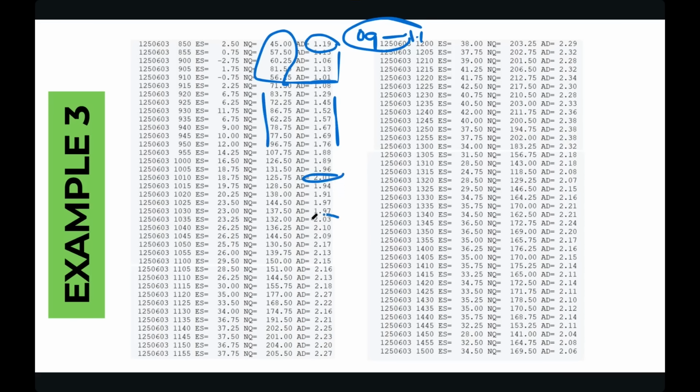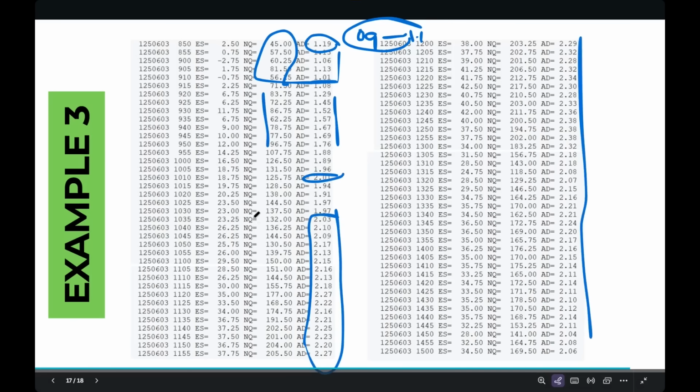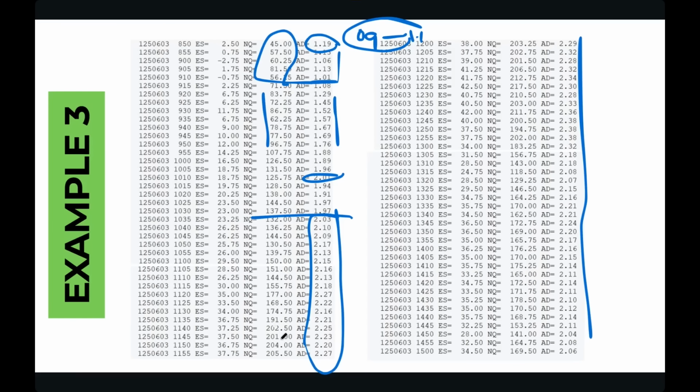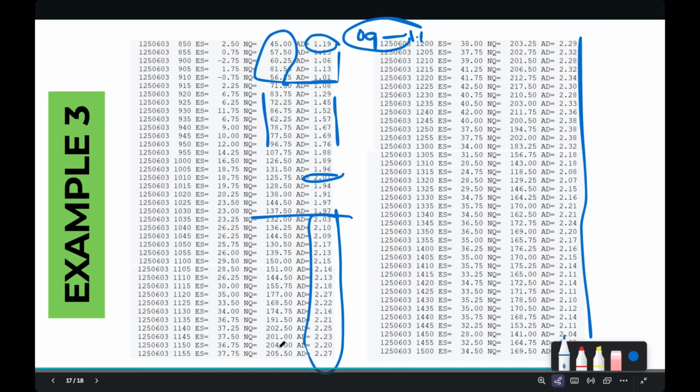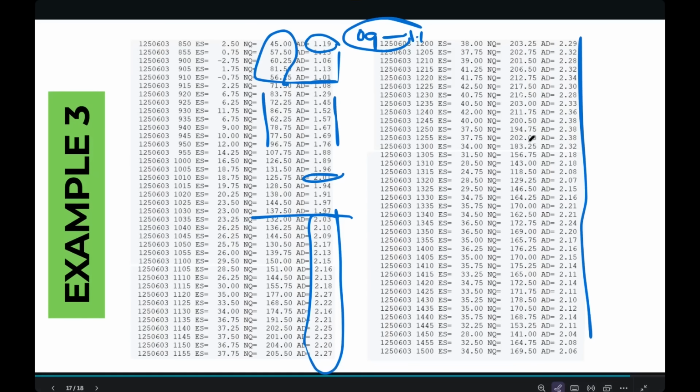Then it's all AD above 2. So from this point, I'm more happy to trade all long. Highest it goes up to 200 something, and then it stayed at 200 something. It goes down here very big.